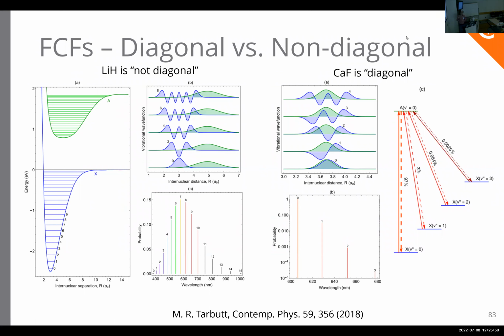Calcium fluoride. So based on this example, you can perhaps see some intuition that you want the ground and excited potential energy surfaces to be the same. If they were identical, then they would have the same eigenstates. And when you reproject the eigenstates, nothing would happen. Calcium fluoride, which I don't show the potentials just because they look exactly the same, is an example of a molecule that is diagonal, or at least has diagonal transitions.